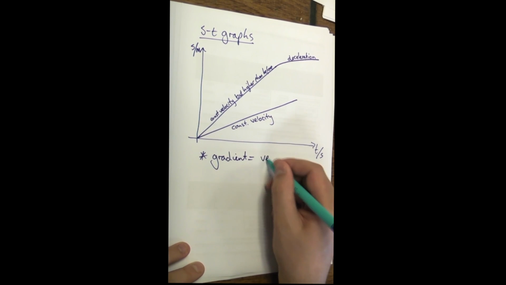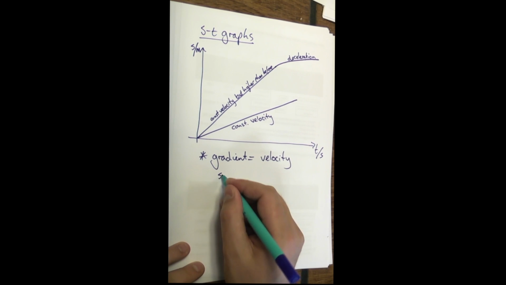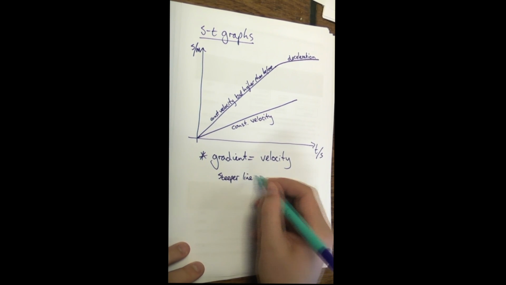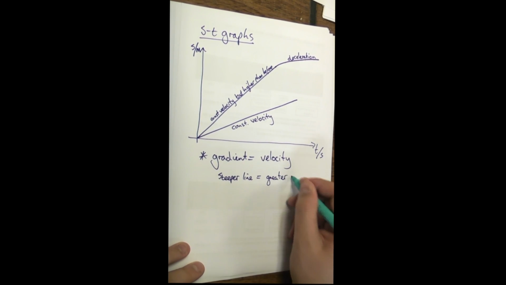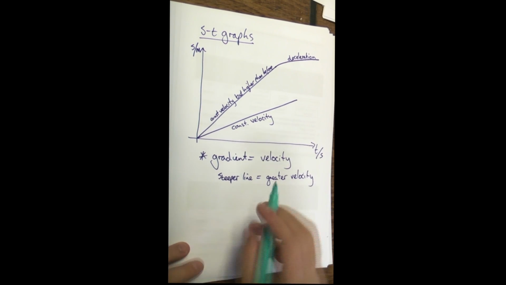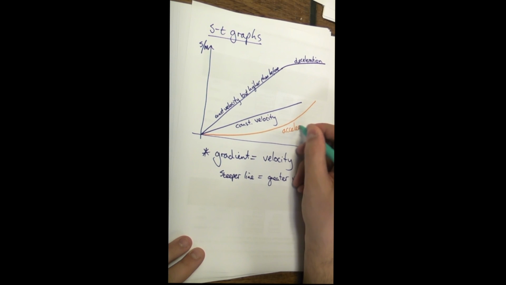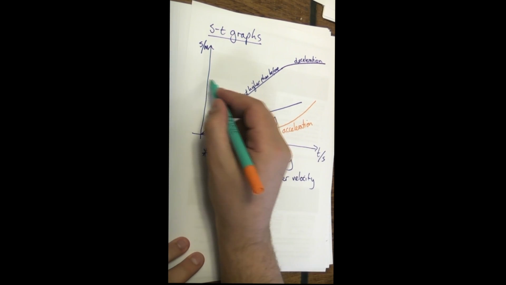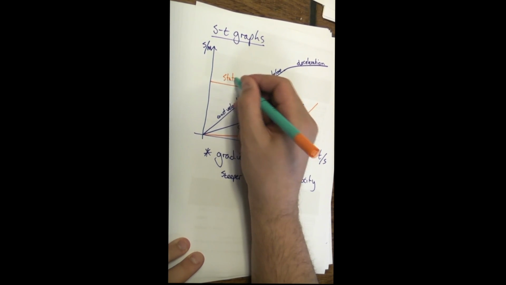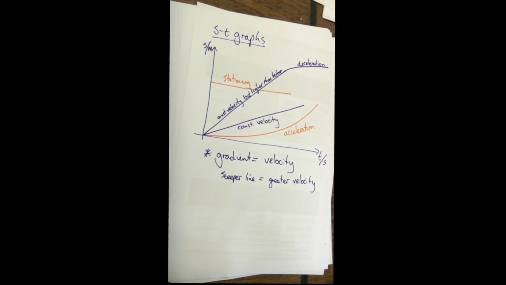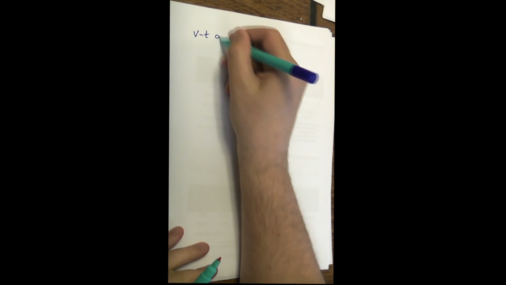and that's because the gradient equals the velocity. So a steep graph means high velocity, a shallow graph means smaller velocity. So when it curves like before, it's deceleration. If it curves where the gradient's getting higher, that means the velocity is getting faster, so that's acceleration, and then a horizontal line means the object is stationary.